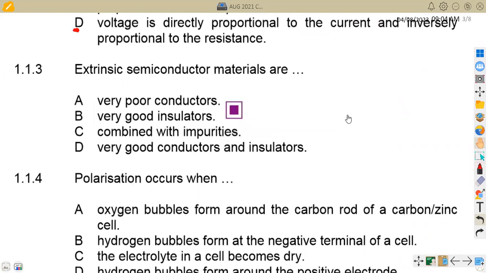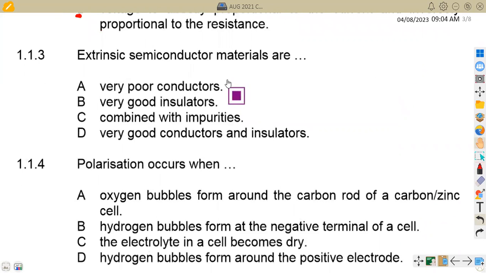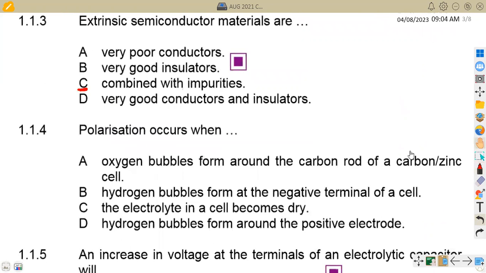1.13 extrinsic semiconductor materials are, so if we are dealing with extrinsic semiconductor materials, we are talking about a combination with impurities here. So which means the C part can be the best one. Combined with impurities. Yes, that's a combination of impurities.